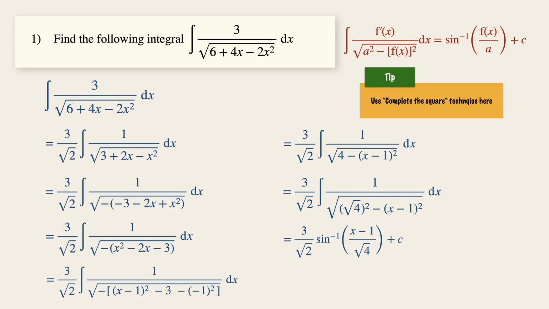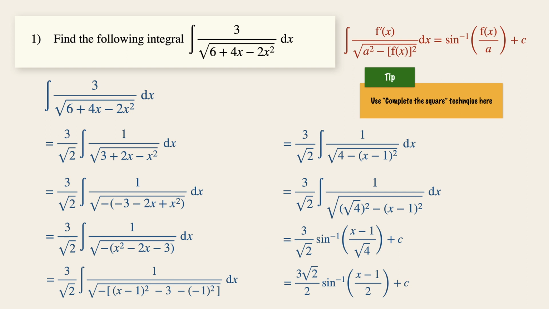because this is an indefinite integral. Now simplifying further by rationalizing the first term, multiplying square root 2 on the numerator and the denominator, we will have 3 square root 2 over 2 sine inverse of (x minus 1) over 2, plus c.